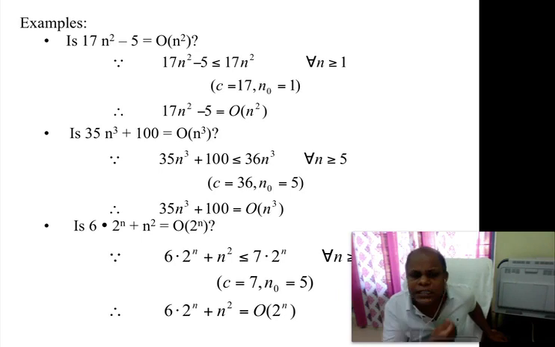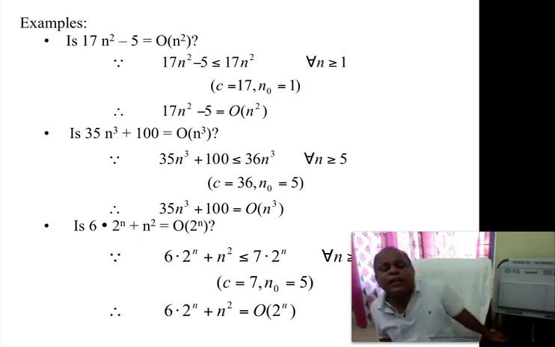Now consider another example, 35n cube plus 100 is equal to big O of n cube. In that case also we have to find c and n0, for which the condition f(n) equal to 35n cube plus 100 is less than or equal to c of g(n). Here g(n) is equal to n cube. Now 35n cube plus 100 is less than or equal to 36n cube. Hence in that case c is equal to 36, n0 is equal to 5. Hence for all n greater than or equal to 5, this condition is satisfied. Hence 35n cube plus 100 is equal to big O of n cube.